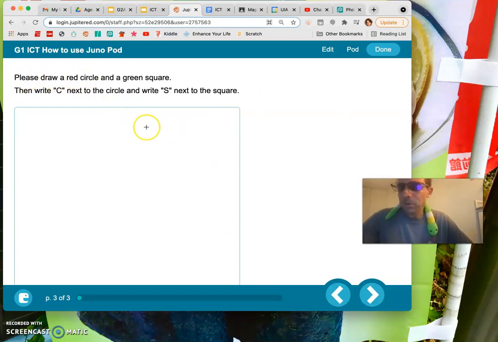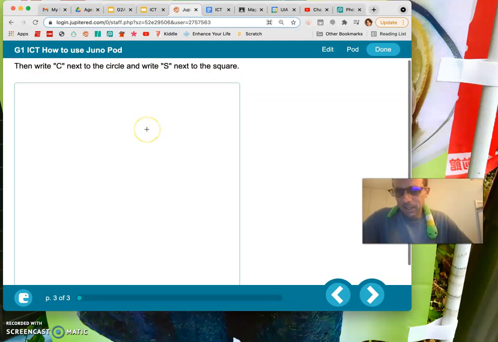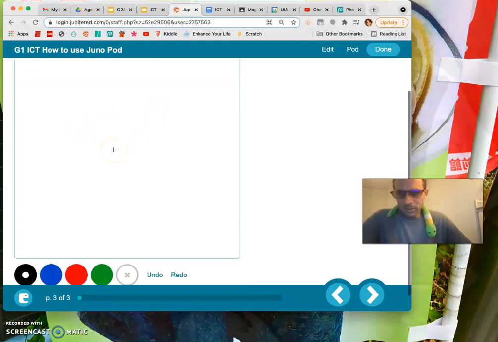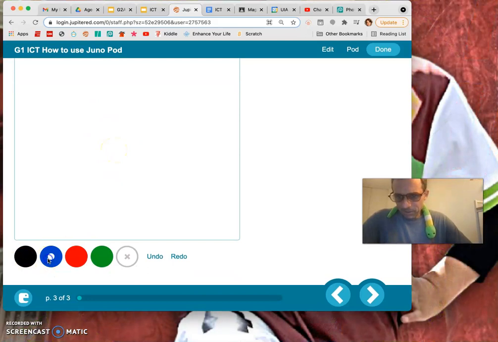Please draw. So another one, I'll have you do a drawing. Please draw a red circle and a green square. Then write C next to the circle and write S next to the square. So you have a nice big square here. At the bottom we have different colors. We can draw in green, red, blue, or black. And then we can undo something and go back or redo something.